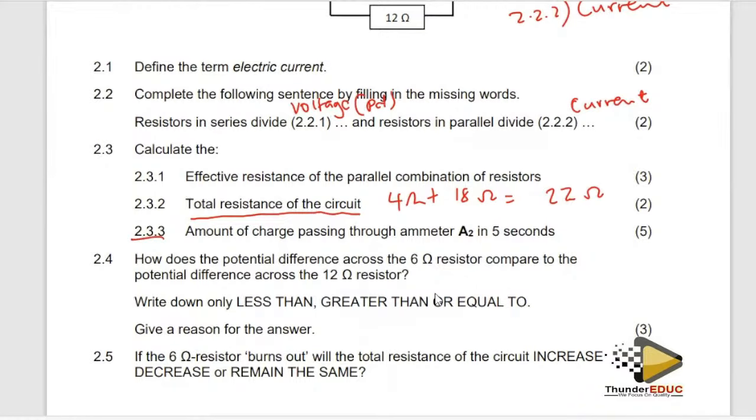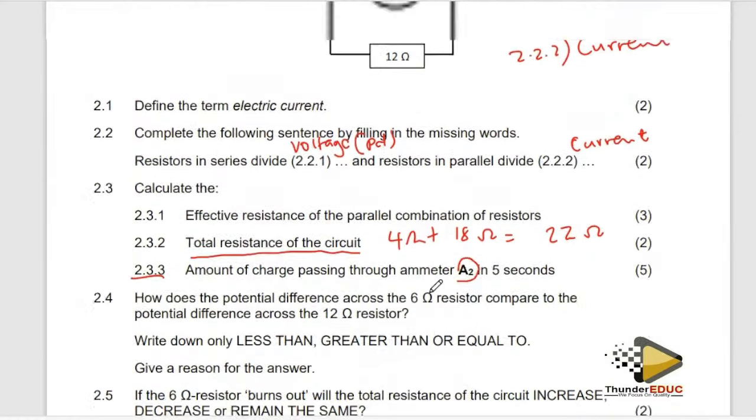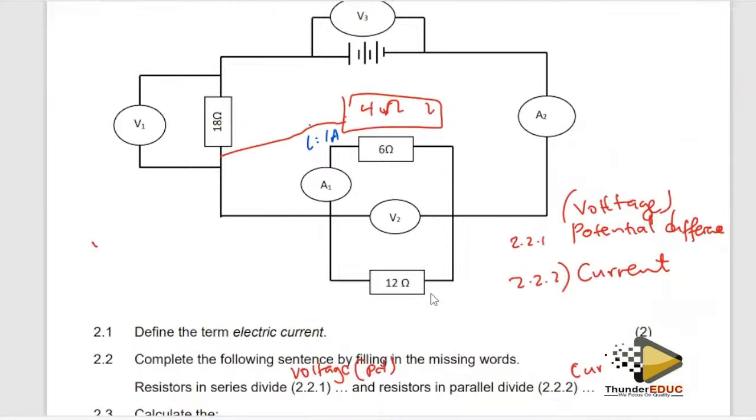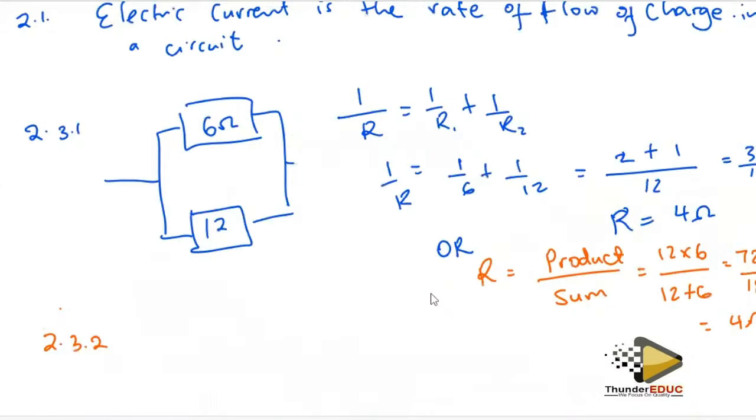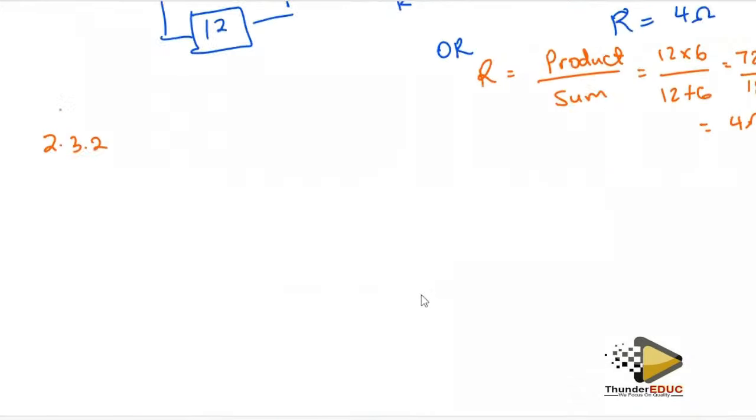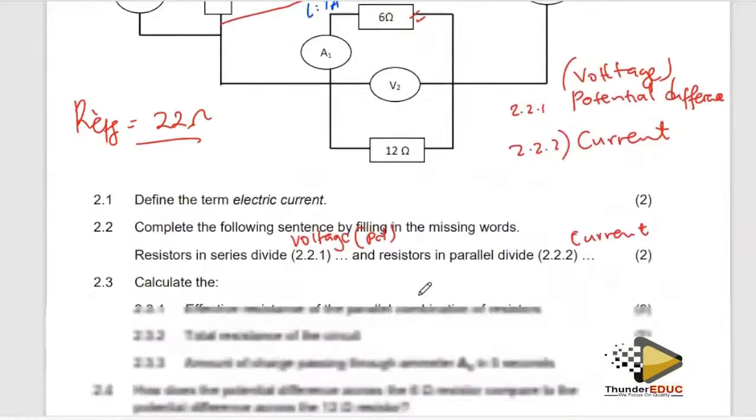All right, then 2.3.3, they want the amount of charge that is passing through A2. Where is A2? A2 will be the total current of the circuit. Now, since we got the effective resistance as 22 ohms, are we in a position to get the current that is passing here? Do we know the voltage? Those are the questions we need to ask ourselves. So what I'm going to do, since I know the current that is passing through the 6 ohm, I can use Ohm's law or Ohm's formula. This is 2.3.3.